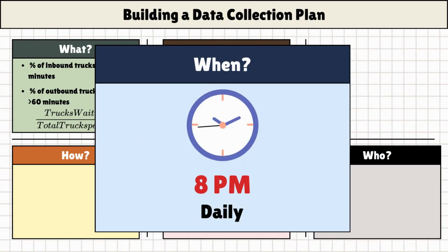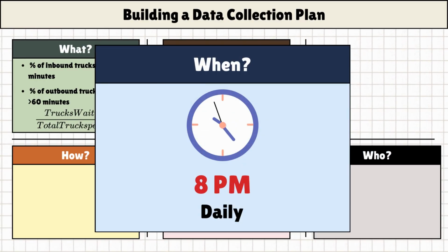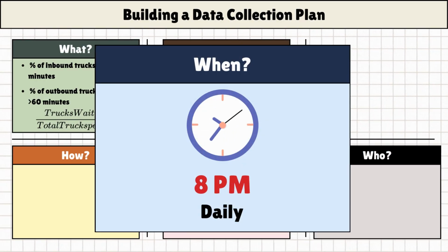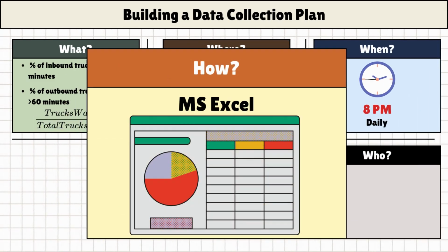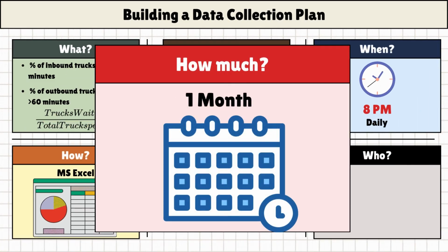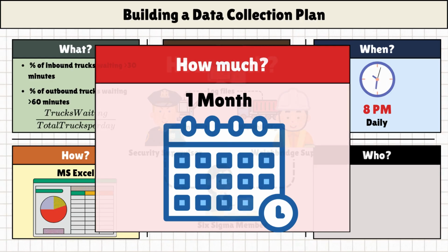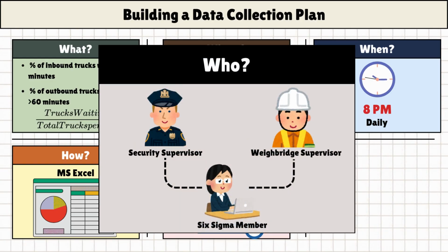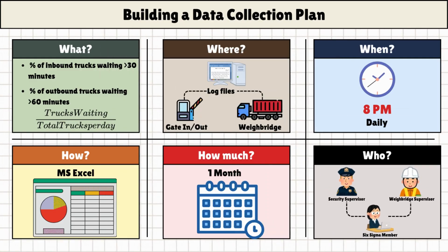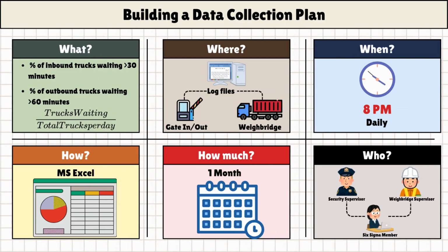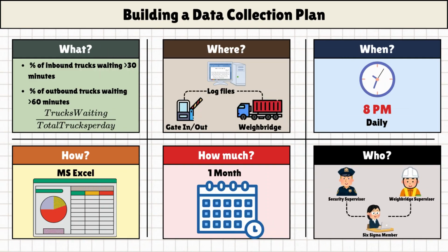Third, when will we collect data, the frequency of data collection. Fourth, how will the data be recorded? The fifth question would be how much data will be collected? And the last question is who will collect the data? Now that we have our data collection plan, let's move to the next step, analyzing the data.